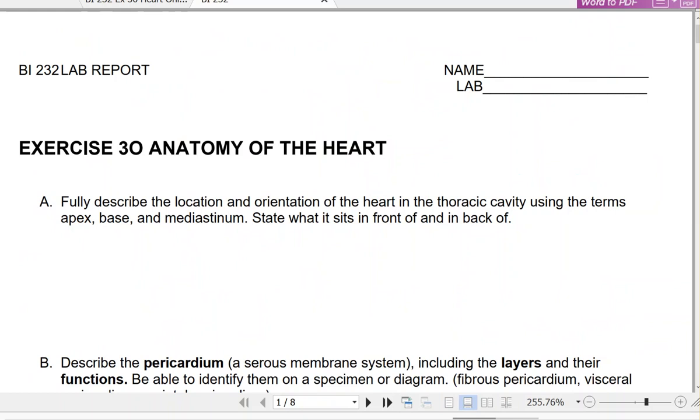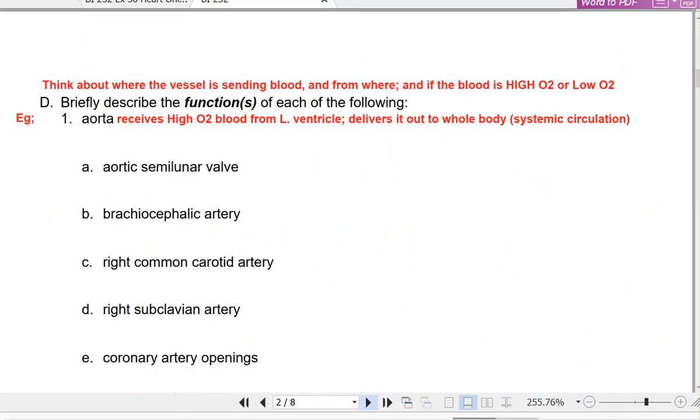Okay, and here we are at the heart itself, your lab report. I'm just going to draw your attention to a couple of things. Page 2, where it's asking you to briefly describe the functions of stuff. I've done an example for you, but what I want you to think about is where is the vessel sending blood, where is it receiving blood from, if that's appropriate, and whether the blood is high O2 or low O2. Is it richly oxygenated on its way to body tissues, or is it poorly oxygenated on its way back to the heart?